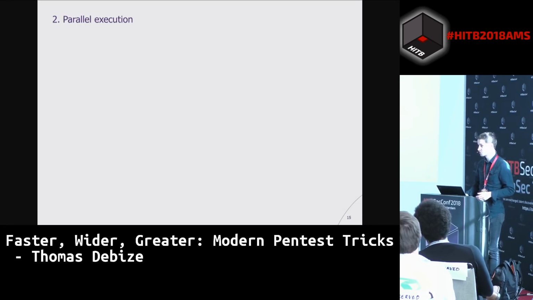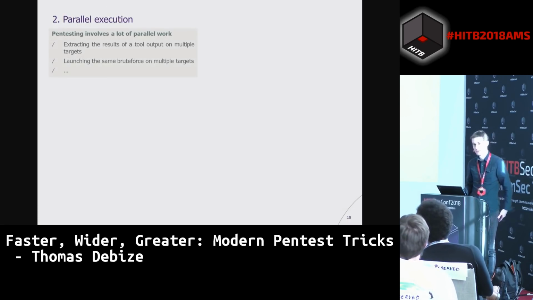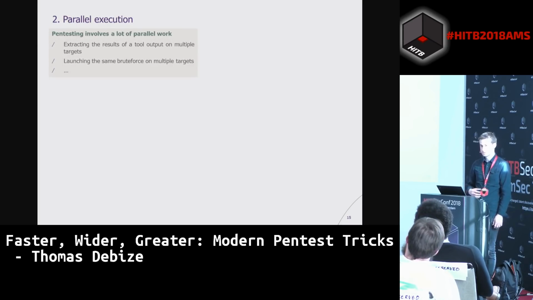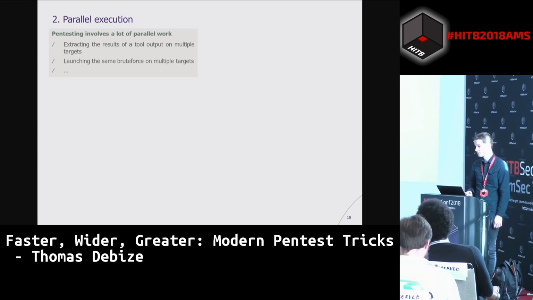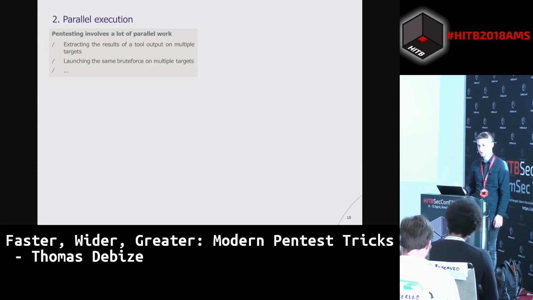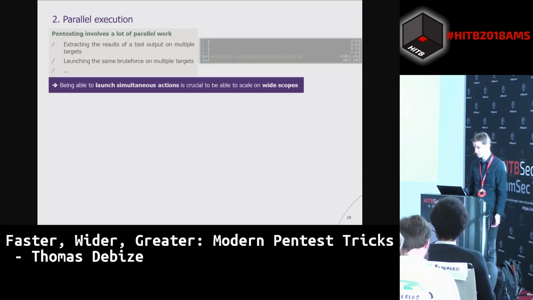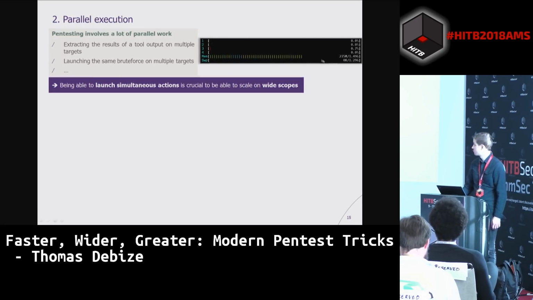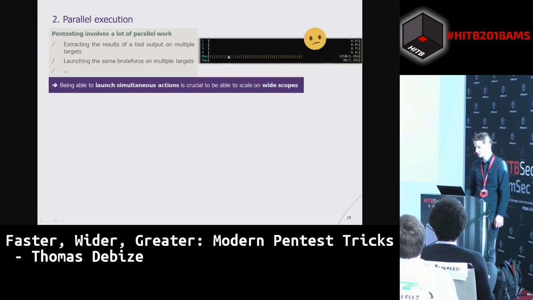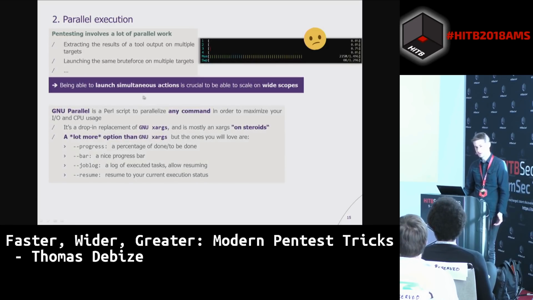Then the second trick I mostly use is parallel execution. In our work, again, a lot of our task is to apply the same processing to a list of targets, launching a brute force on multiple targets with wfuzz and whatever for URL enumeration. Being able to launch different actions simultaneously is really crucial to cover a large scope. Again, here is your htop. When you have this, you're not really happy because your computer is not doing anything interesting and you don't maximize the usage. With GNU Parallel, you have a lot of possibilities.